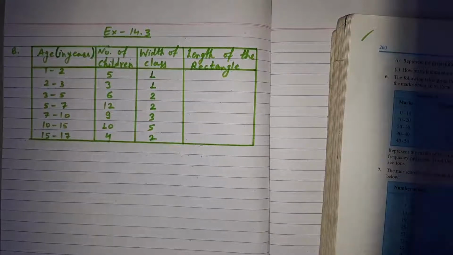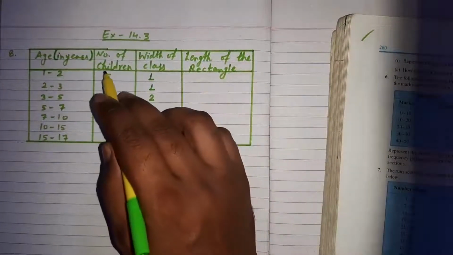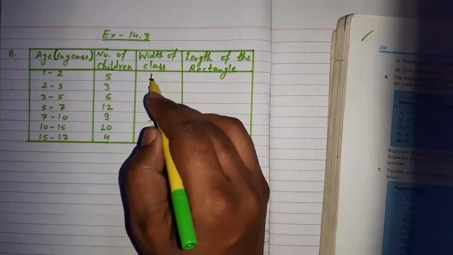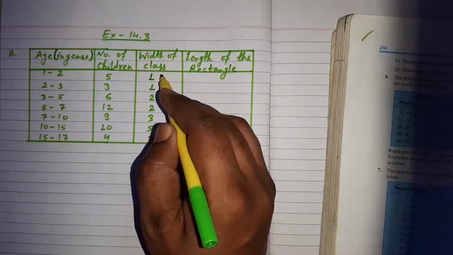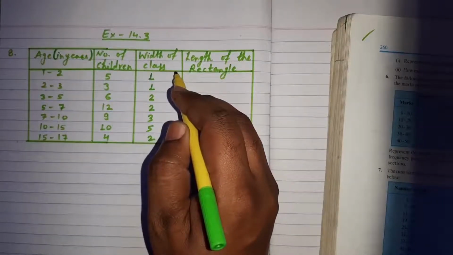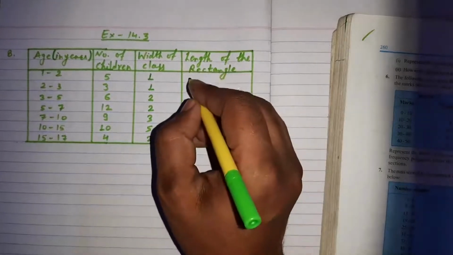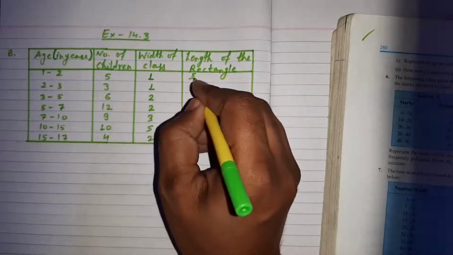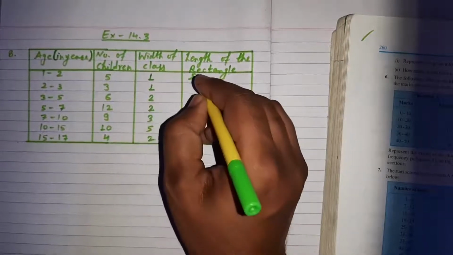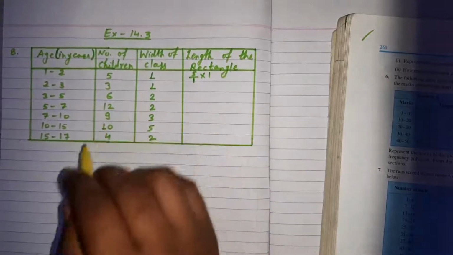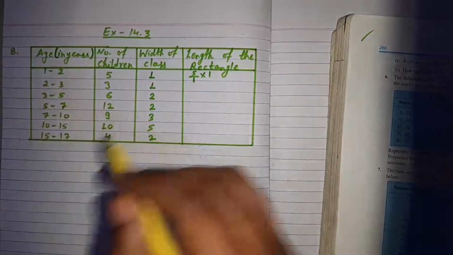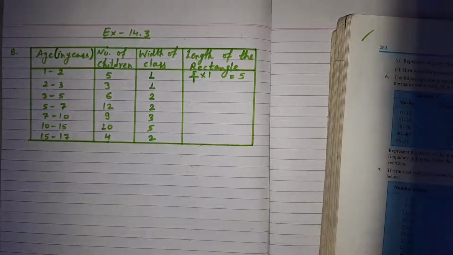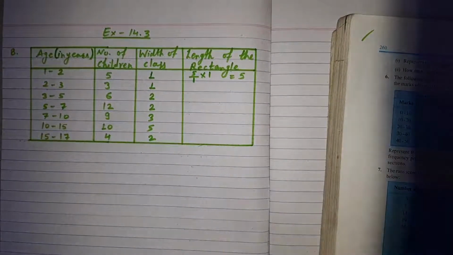Now we will find the length of the rectangles. The length of the rectangle is equal to the number of children, that is the frequency, divided by the width of the class, times the minimum class size. So the length of the rectangle for the first class interval will be frequency upon width of the class into minimum class width, and the minimum class width is 1. So it will be 5. The modified length of the rectangle for the first class interval is 5.